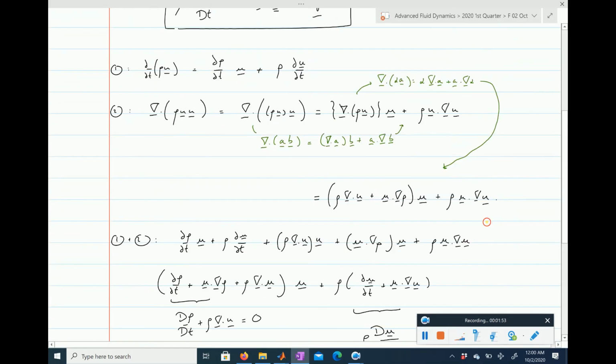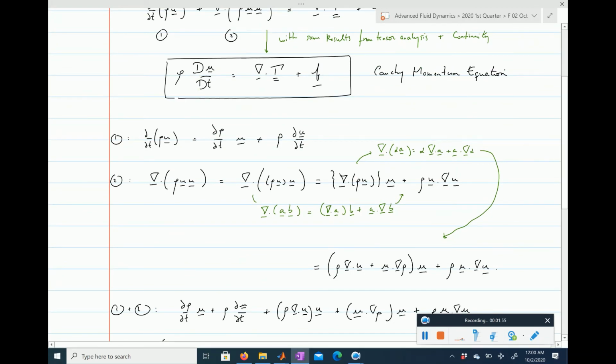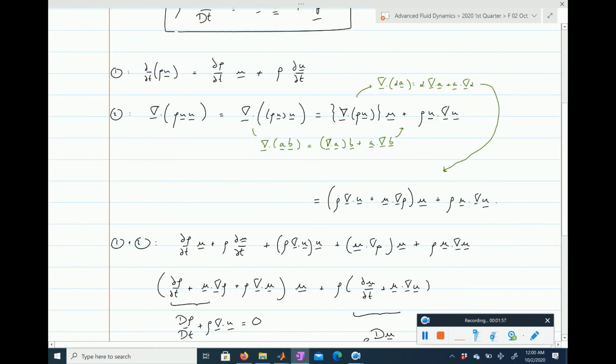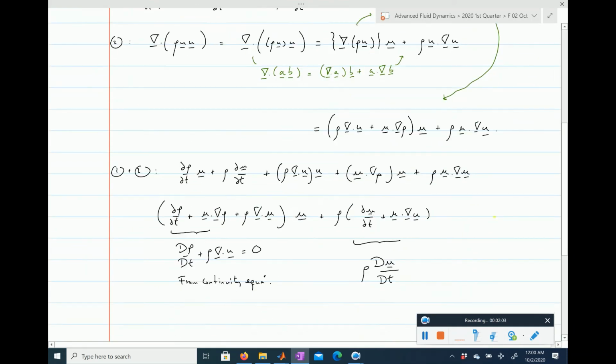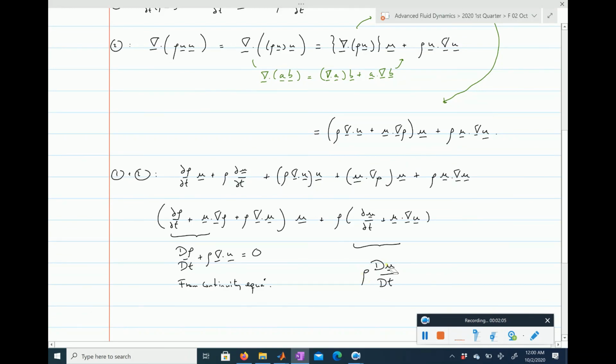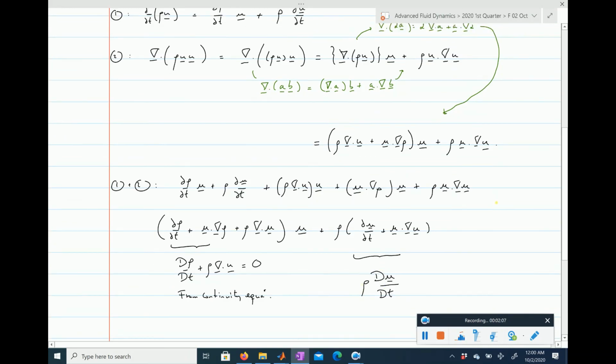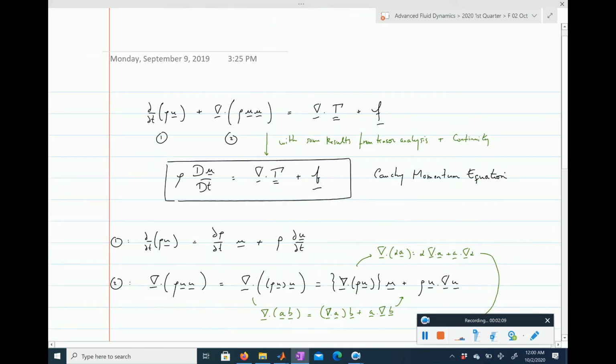So you see that the left-hand side here really reduces to rho times the material derivative of u, and therefore we can rewrite this as rho times the material derivative of u is equal to the right-hand side, so the divergence of the stress tensor plus f.